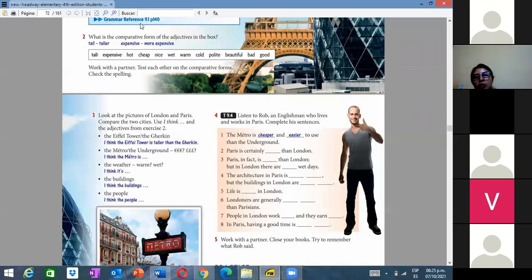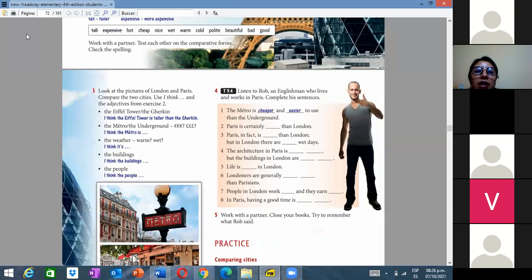Okay, remember that you have to write your sentence starting like this. I think, for example, the Eiffel Tower is smaller than the Grand King. You have many options here, depending on you, you can choose one of them. You can change the adjective if you want, maybe cold, or beautiful, bad, good. Here you have the options. Okay, are you ready? Let's start, please, students. Let me write here and let's check together.